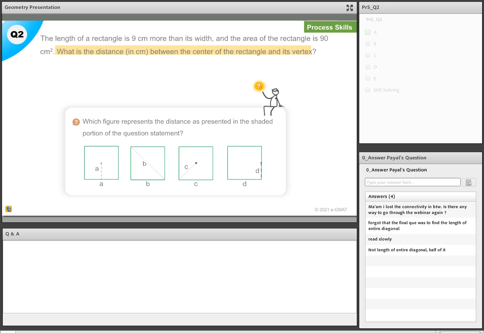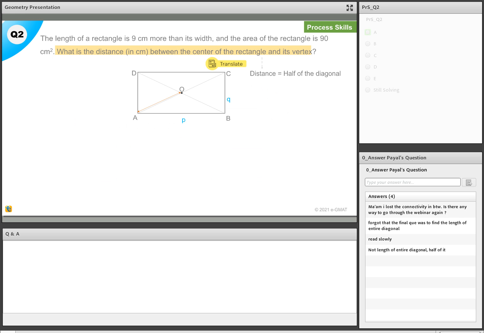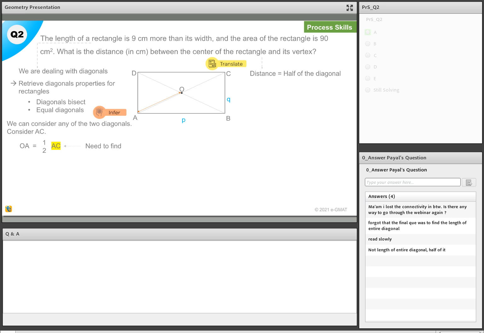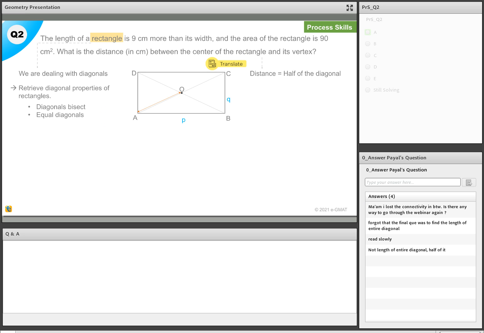And again, that's got nothing to do with geometry concept. What is it that you will do? You will write down what the question statement is asking you. You will make that very, very clear. What is it that we need? What we need is distance, which is equal to half of the diagonal.